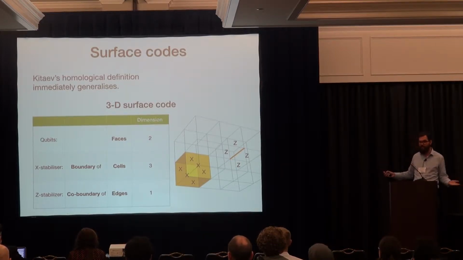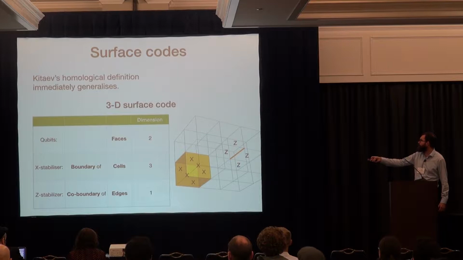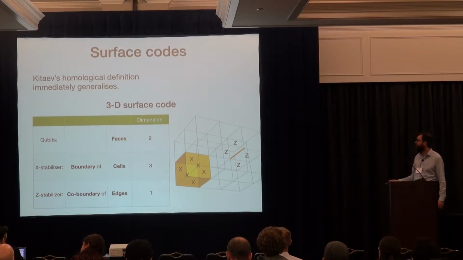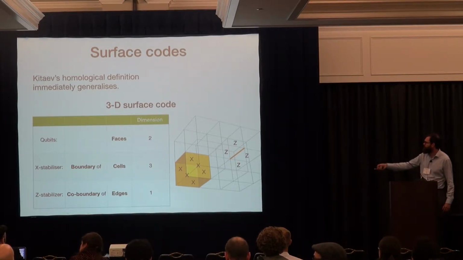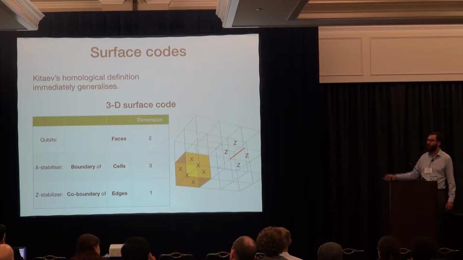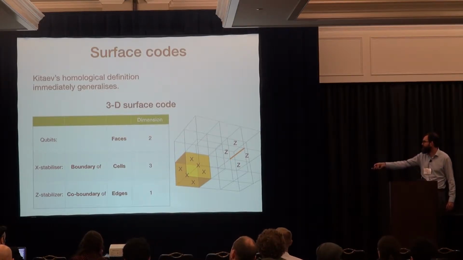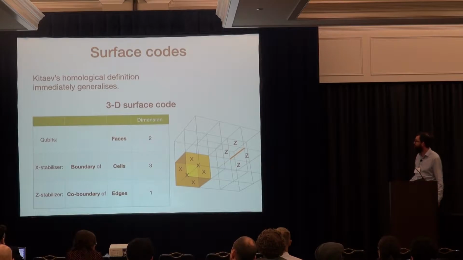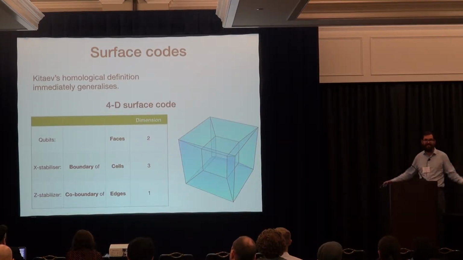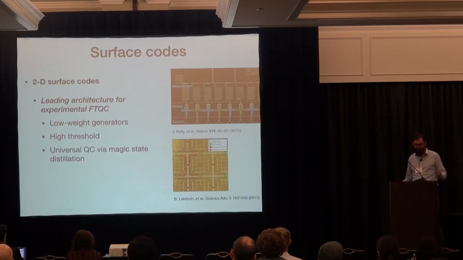And for example, in 3D, we can put qubits on faces. And then the X stabilizer will be given by the boundary of the three-dimensional cells, these cubes. So you can see that here, the 6 X operators around the faces of the cube. And then Z stabilizers will be the co-boundary of the one-dimensional objects, the edges. And of course, this also generalizes to 4D, 5D, 6D, however high you want to go.